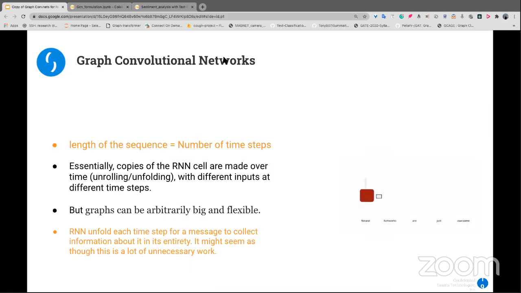If you look carefully, you will see that it takes a lot of steps, called time steps, as the length of the sequence depends on the length of the sentence. Let's say we have 4 words in a sentence, so the LSTM will unfold 4 times. That is not a good formula for graphs, because graphs can be arbitrarily big and flexible.